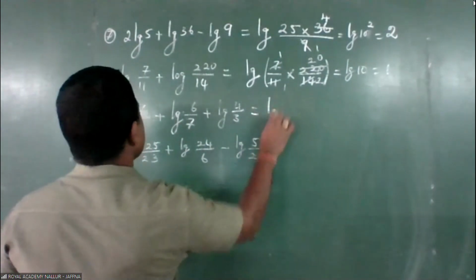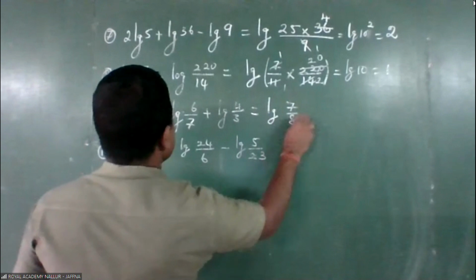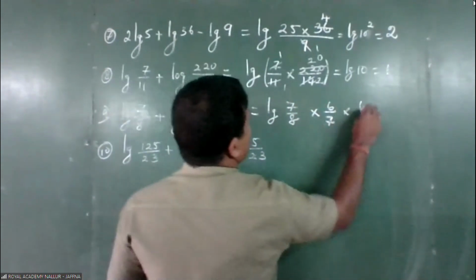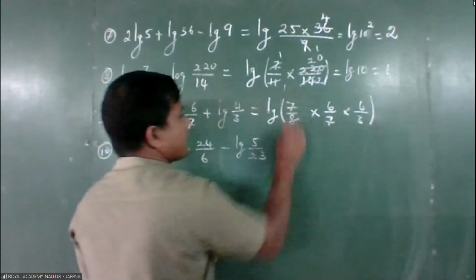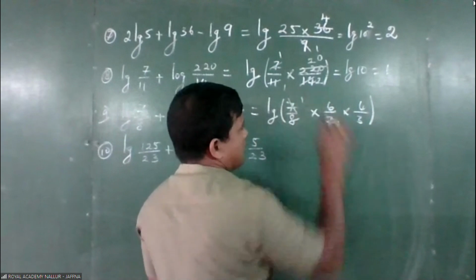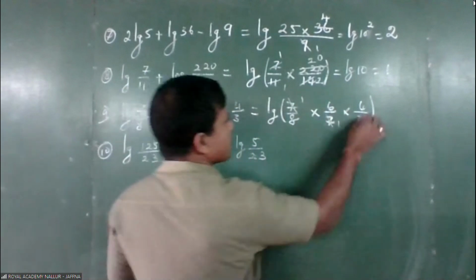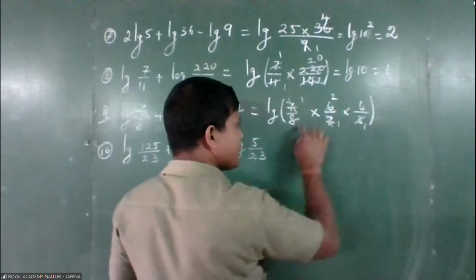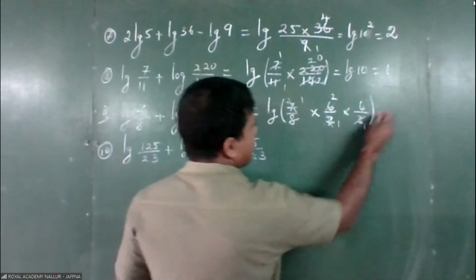Therefore, the logarithm of 7 by 8 into 6 by 7 into 4 by 3. The answer: 7 into 1, 1 times 1 times cancel. Then 3 into 1, 3 into 2. 2 into 4, 8. This 8 cancels. Finally, 1 is the answer.